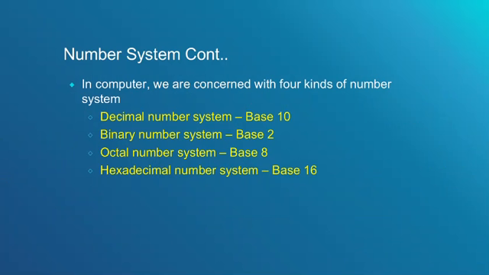Let us see what the commonly used number systems in the computer are. We'll be using the decimal number system, which is of base 10, and the binary number system. From the name binary itself, it uses only two symbols, so it is of base 2. The octal number system is of base 8, so it uses 8 symbols to represent any number. The last number system is the hexadecimal number system. It uses 16 symbols to represent a number.